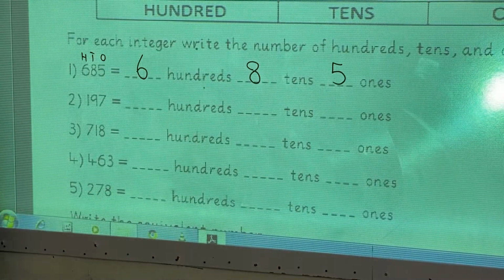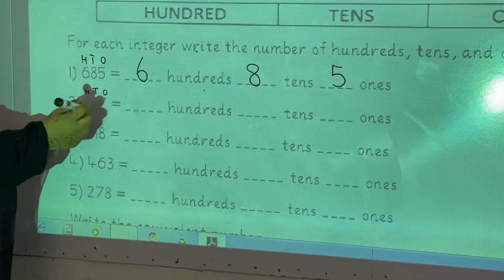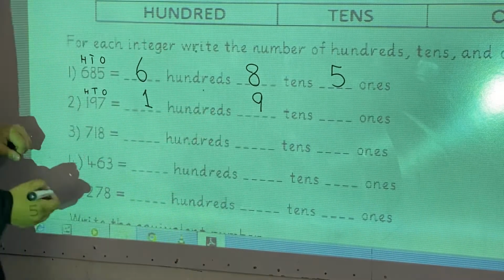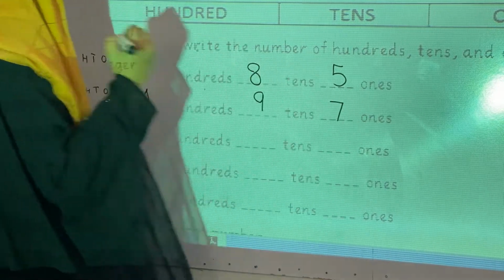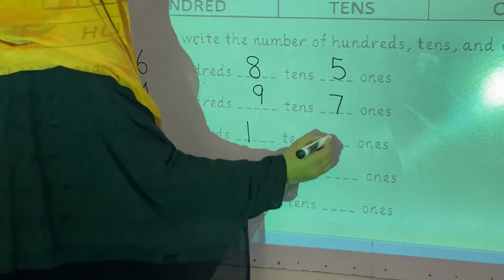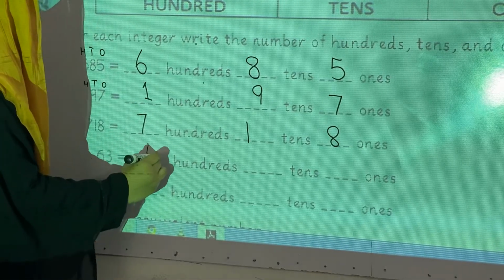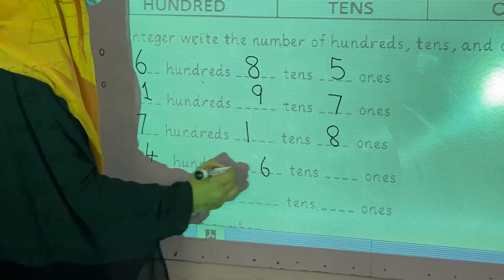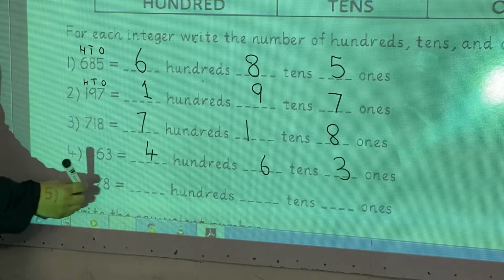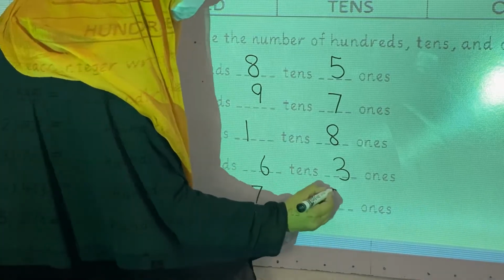Second question, ones, tens, hundreds. 100, 9 tens and 7 ones. Third question, 700, 1 tens and 8 ones. Now fourth question, 400, 6 tens and 3 ones. Last question, 200, 7 tens and 8 ones.